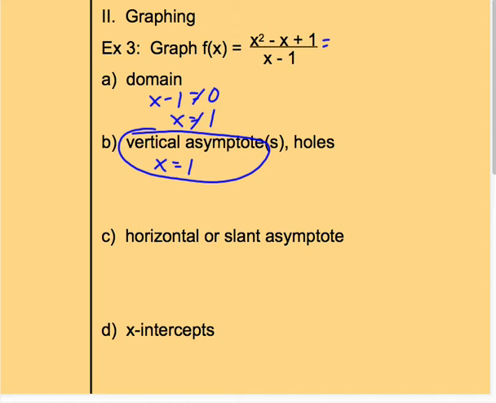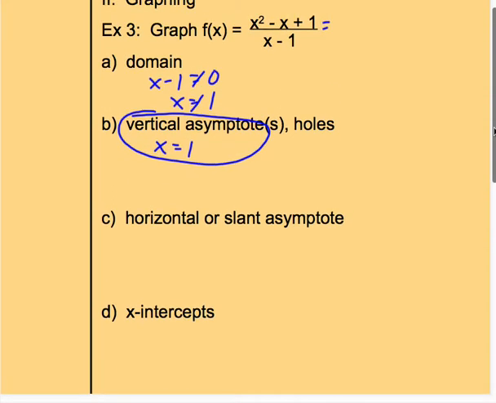Do we have a horizontal asymptote? Of course not, because we're focusing on slant asymptotes in this one. The degree of the numerator is bigger than the degree of the denominator, so there is not a horizontal asymptote. It is 1 bigger than the degree of the denominator, so we're going to have a slant asymptote.